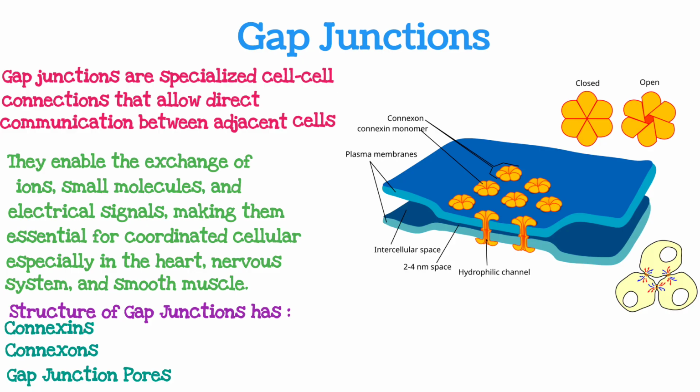Gap junction pores. The plasma membranes of gap junctions are not fused together as in tight junctions but are separated by a very narrow intercellular gap. These pores allow the passage of small molecules like ions, nutrients, and second messengers, but block larger molecules like proteins and DNA.